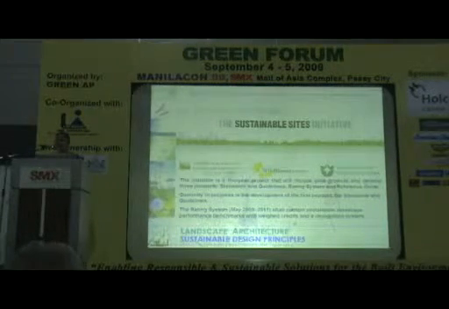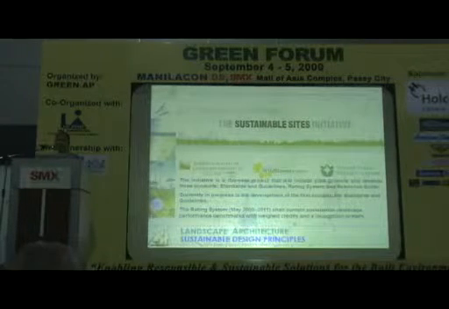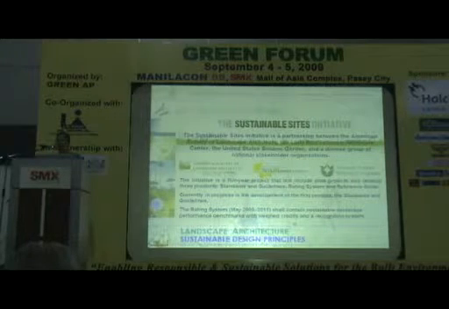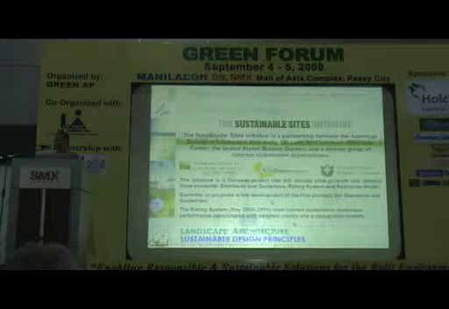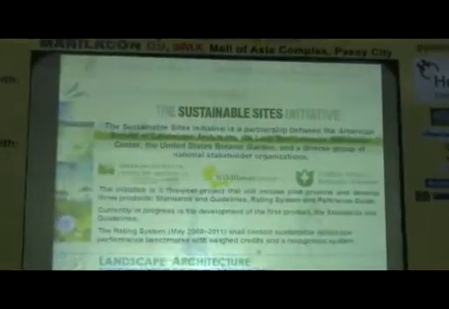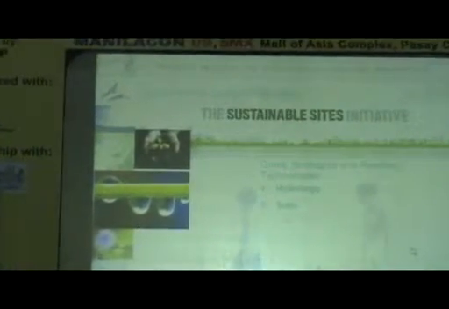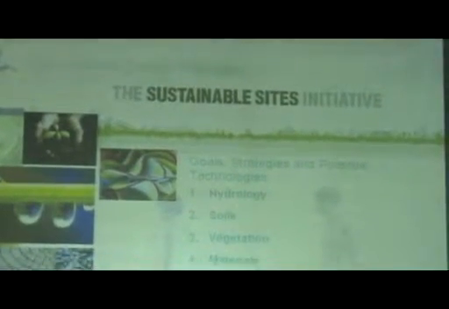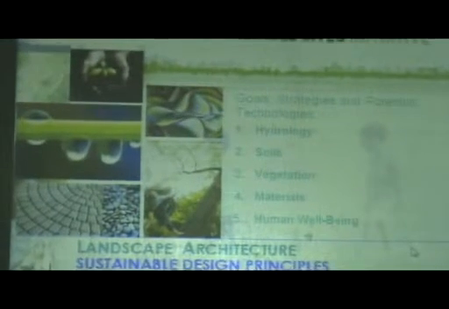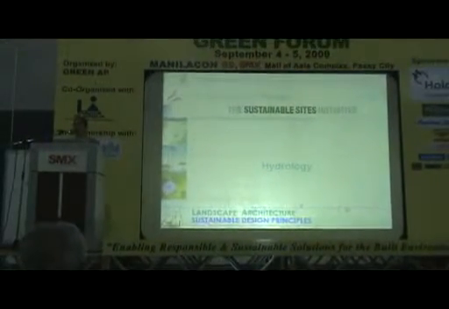This is another group separate from USGBC. This is a group initiated by the American Society of Landscape Architects and funded by the Lady Bird Johnson Wildflower Center. What they're doing is trying to make a set of rules similar to LEED, eventually to incorporate it in LEED, okay? But very focused on landscape architecture. So in SSI, there are five topics that develop the goals, strategies, and potential technologies: hydrology, soils, vegetation, materials, and human well-being. Some of these overlap with LEED, okay? But since there are already many who might be discussing LEED with you, let me talk about SSI.